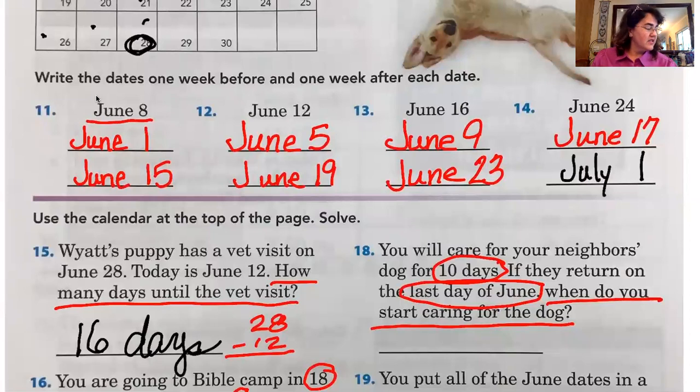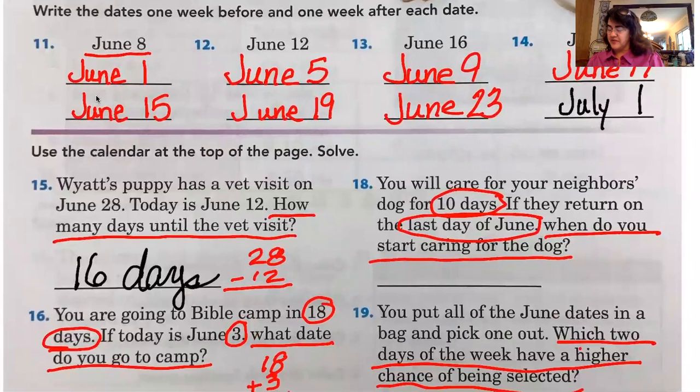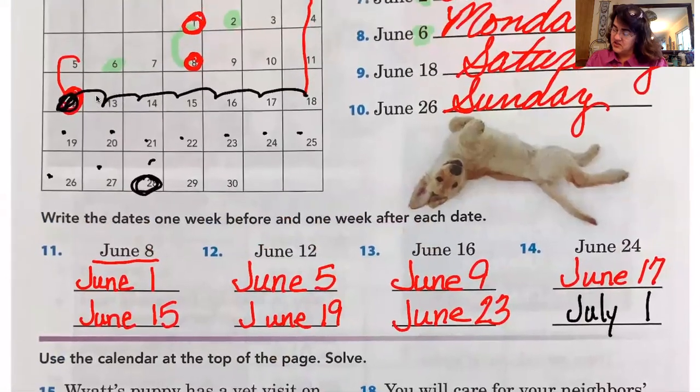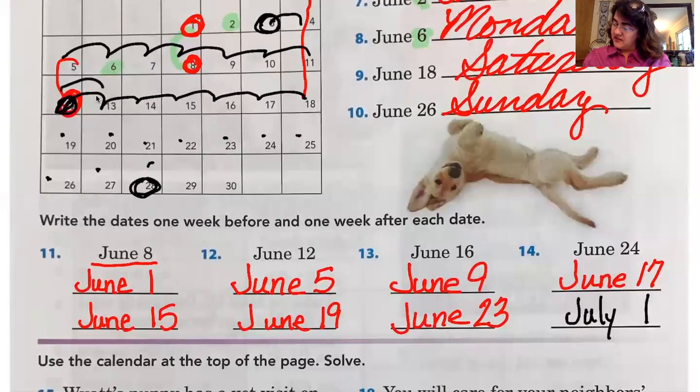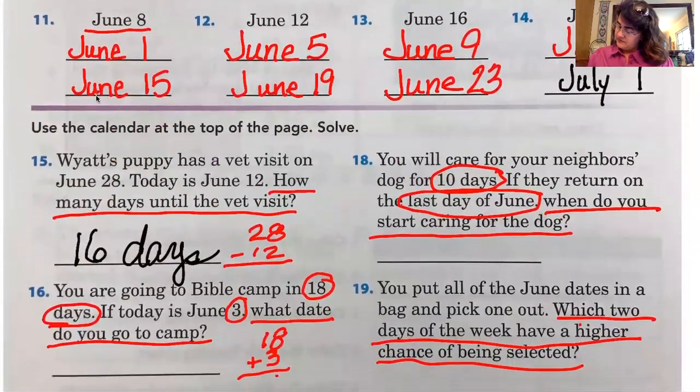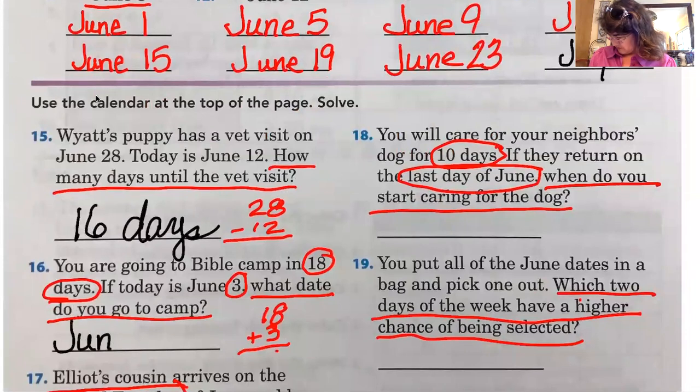Okay, good work, second graders. How about you are going to Bible camp in 18 days? If today is June 3rd and you're going to go to Bible camp in 18 days, what date do you leave for camp? Let's count. Here's 1, 2, 3, 4, 5, 6, 7, 8, 9, 10, 11, 12, 13, 14, 15, 16, 17, 18. Oh, 18 is what I wanted. So June 21st. Yes, ma'am? Do we see how to use the calendar, second graders?